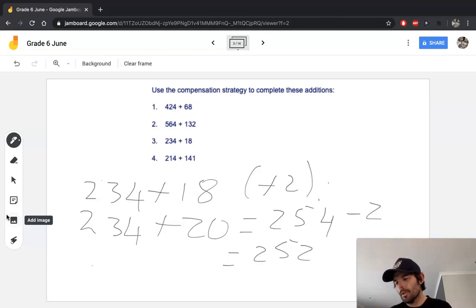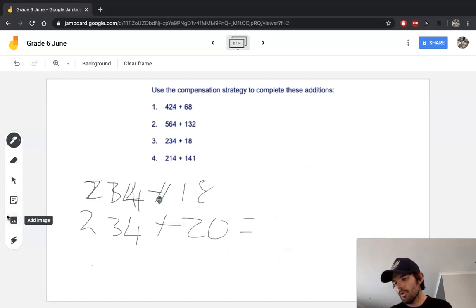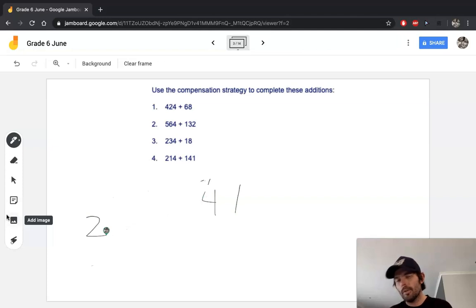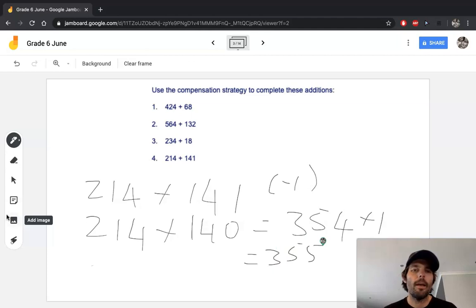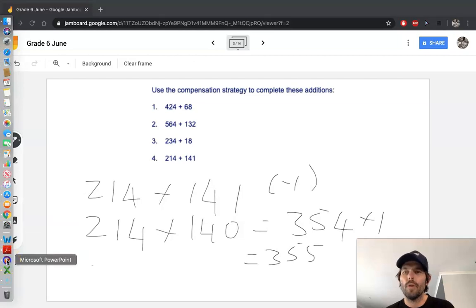Okay, and the last one is 214 add 141. What I'm going to suggest you do is change the 141 into 140. Now you can see that's going to be equal to 354. I now need to give that still another 1 because we took 1 off at the beginning, and that's going to give me 355. Okay, so that's an idea of how you can use the compensation strategy when you add numbers.